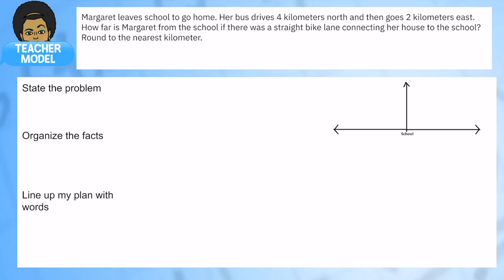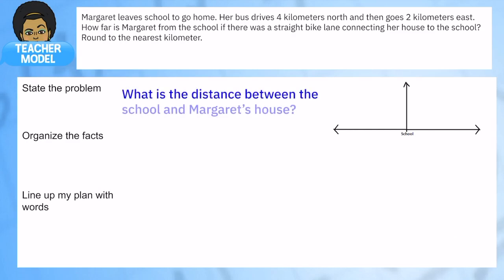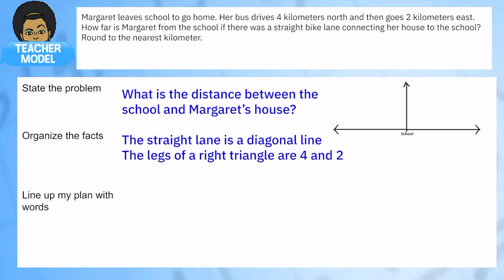So I like that we have a visual there where it almost looks like part of a graph, and the origin, the (0, 0), is at school. So we want to know what is the distance between school and her house, if we went straight. The shortest distance between any two places is a straight line. If we made a straight line from school to her house, how long would that line be? We know that the line is going to be diagonal, and we know that the legs of the triangle, so again, I'm making a right triangle here, will be 4 and 2.